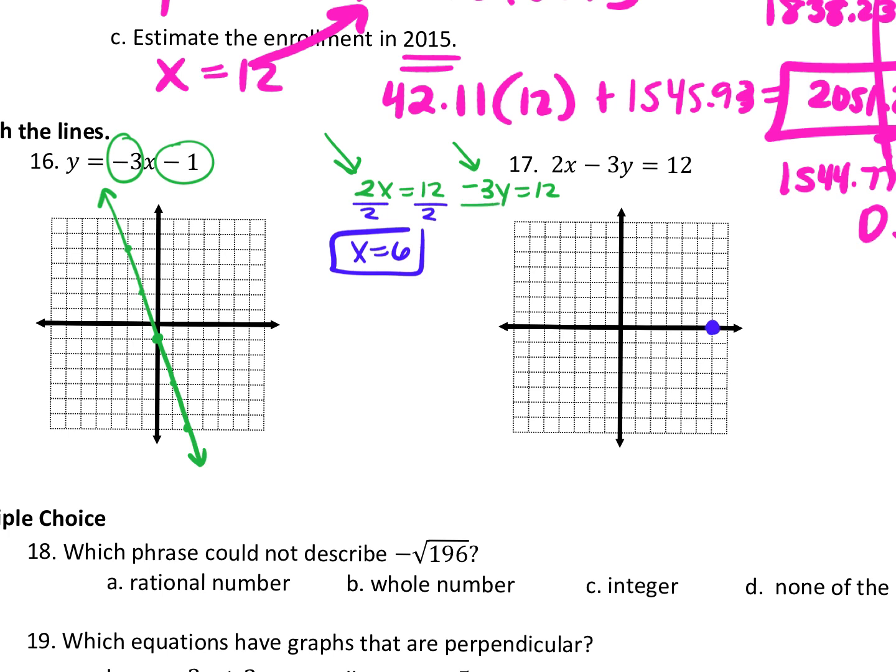Your second one, divide by negative 3, and you get y equals negative 4, and that's your y-intercept. So again, from 0, 0, you're going to go 1, 2, 3, 4, because it's on the y-axis. But then your line is just connecting those 2 points. So take those 2 points, draw a line through them, and you're good to go.